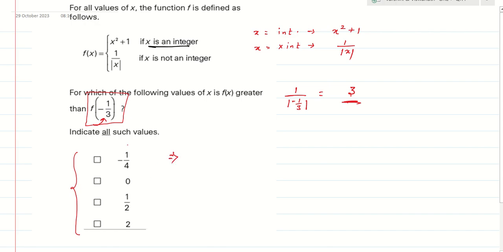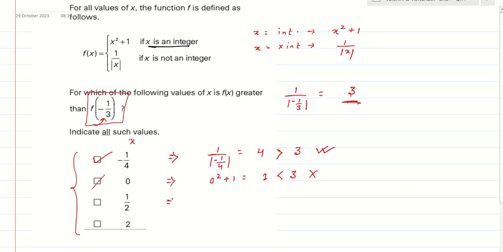The first, what is the input given here? Which means not an integer. So I'll get 1 upon mod x. What is the function then? 1 upon minus 1 by 4, which means 4, which is greater than 3. This will satisfy the condition. What is given here? Correct, no? Now, what about this one? 0 is an integer. Now plug in 0 square plus 1. I'll get 1, which is not greater than 3. That is not my answer.